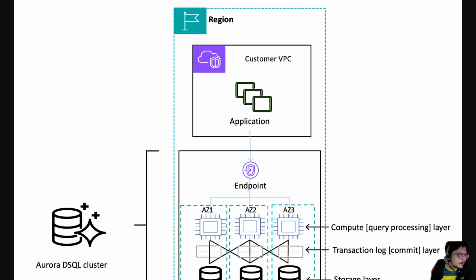Next comes the distributed storage layer, where DSQL splits and stores data across multiple nodes. Each piece of data is replicated and fault tolerant. It uses the Aurora storage engine underneath, but extended for global use. It is highly available, automatically backed up, and self-healing.